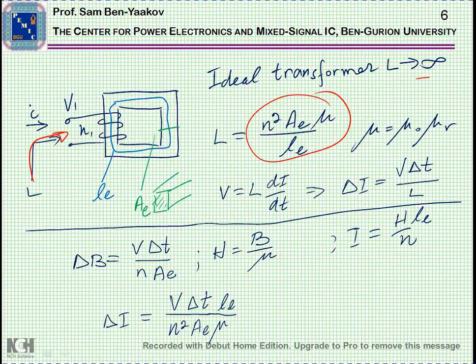N is the number of turns. A is the core cross-section area. Mu is the permeability, which is mu 0 times mu r. Mu r is the relative permeability. And Le is the magnetic path length. A is, again, the area.